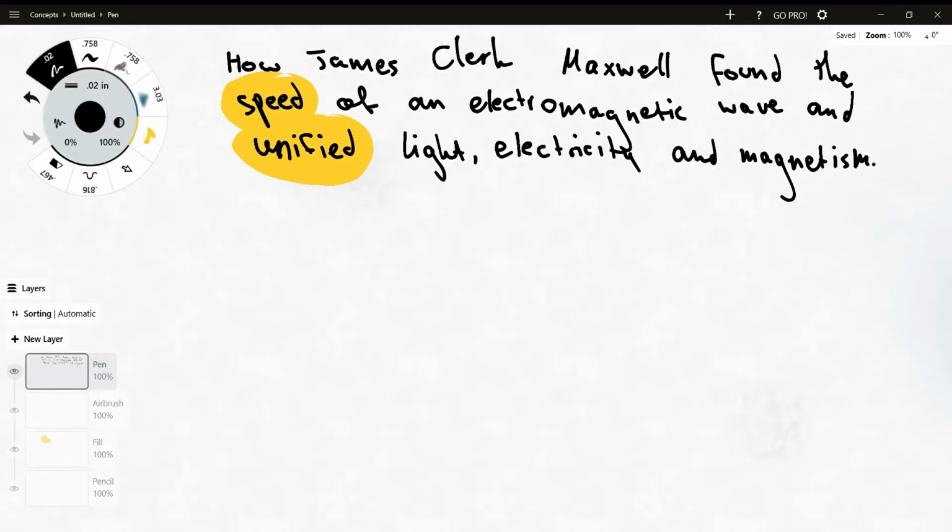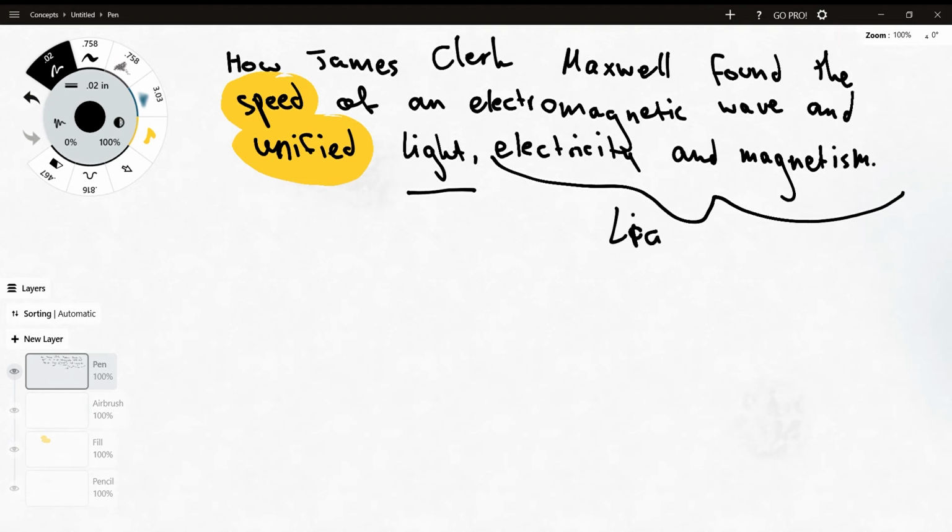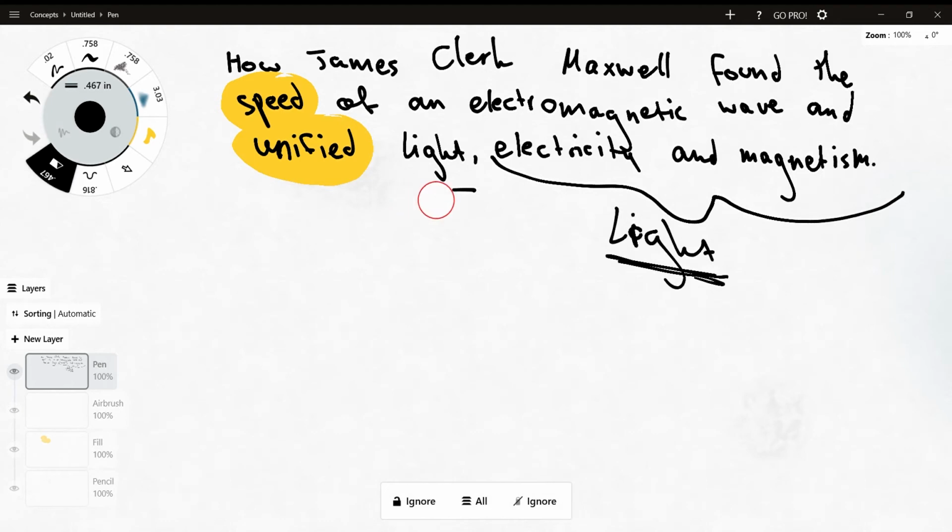Here we're going to retrace the steps of James Clerk Maxwell, and we're going to see how he calculated the speed of an electromagnetic wave and made the connection that light was indeed a manifestation of electricity and magnetism. Light. So let's get to it.